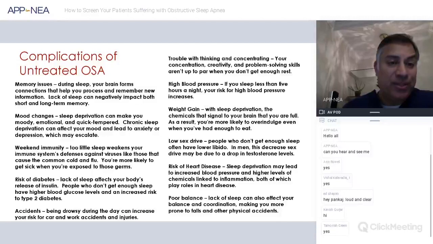dealing with memory issues, mood changes, weakened immunity, risk of diabetes, accidents because of experiencing drowsiness during the day, trouble with thinking and concentrating, high blood pressure, weight gain, low sex drive, risk of heart disease, poor balance, hypertension. So a whole bunch of really serious multi-organ systemic complications occur as a result of untreated sleep apnea.